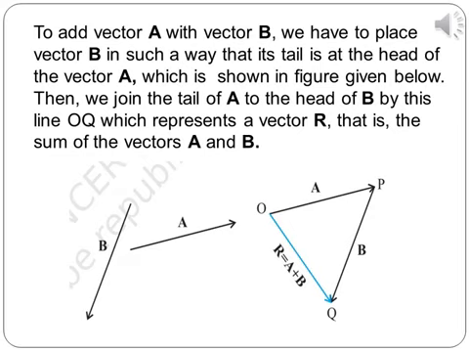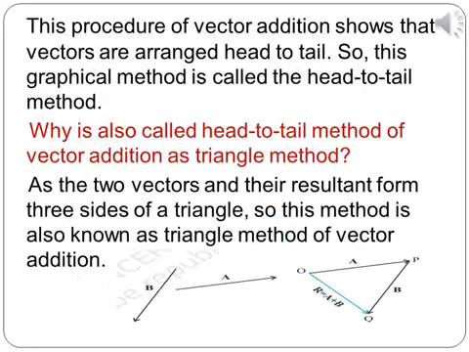Then you have to join the tail of the vector A to the head of the vector B by this line OQ, which represents a vector R, that is the sum of the two vectors A and B. It is the resultant vector. This procedure of vector addition shows that vectors are arranged head to tail. So this graphical method is called the head to tail method.